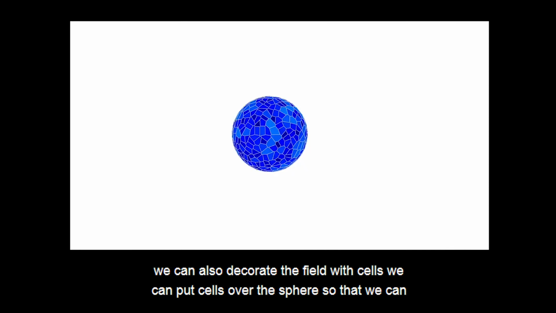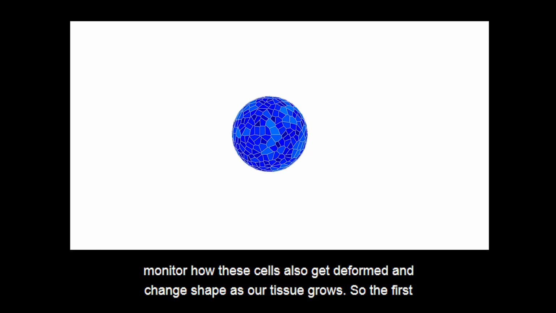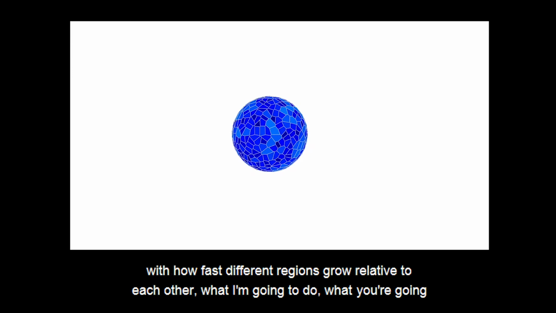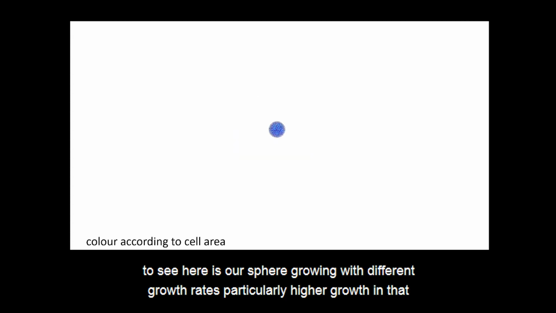And we can also decorate the sphere with cells. We can put cells over the sphere so that we can monitor how these cells also get deformed and change shape as our tissue grows. So in the first attempt at modeling, we tried to just see if we could explain the shape transformation by playing with how fast different regions grow relative to each other. And what you're going to see here is our sphere growing with different growth rates, particularly higher growth in that magenta region that will form the chin. And I've color-coded the cells according to the area of the cells. Okay, so let's see what happens if you try and simulate the growth that way.